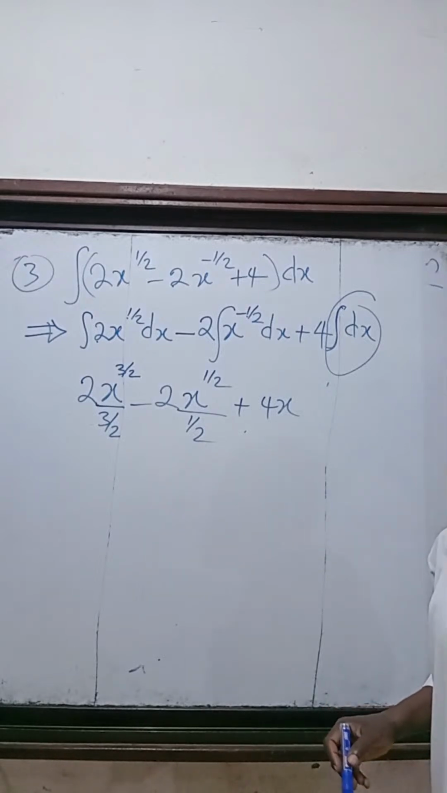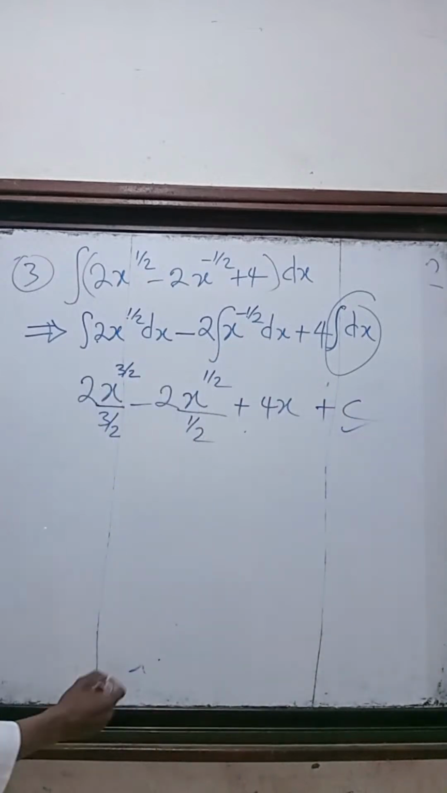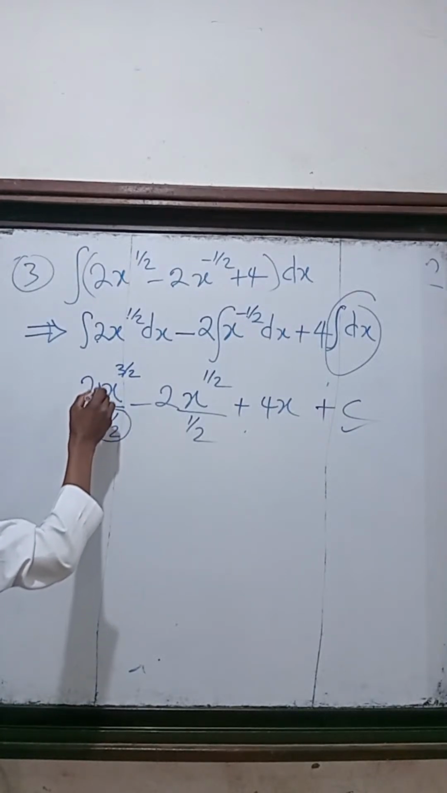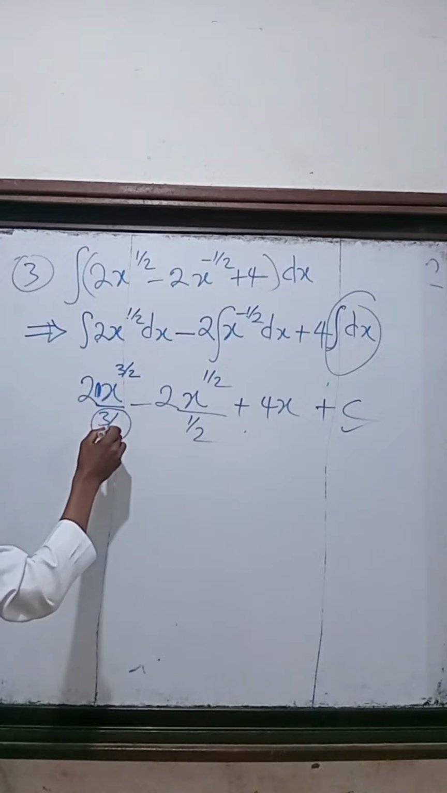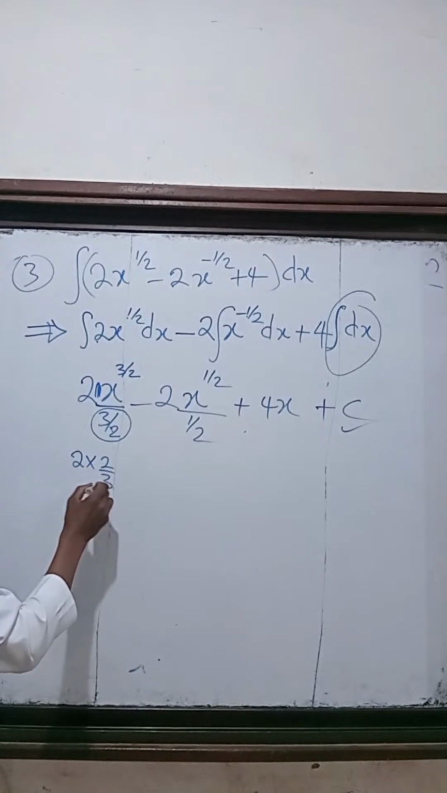It will give you t, and so on and so forth, plus your c. Okay, you just need to do the algebra here. When you have a fraction at the denominator, there is 1 here. So it's going to flip this one upside down, and that will be 2 times 2 over 3.